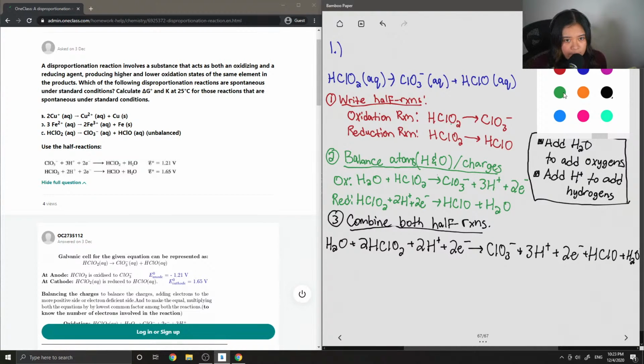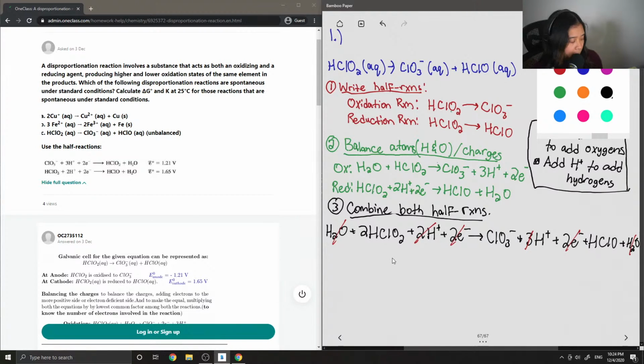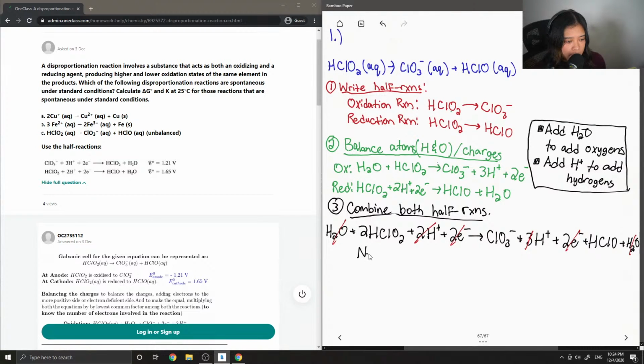Okay, so I'm going to cancel out the water since it's just the same on both sides. There are 2 protons on the left and 3 on the right. So I'm going to cancel this whole thing, and we're left with 1 proton on the right. The electrons cancel out as well. And then our final net balanced equation is the following.